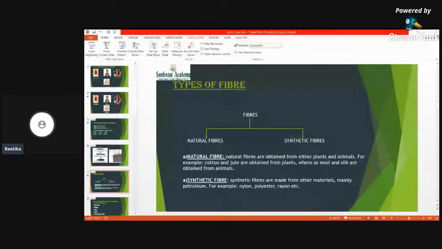So how many types of fibers are there? There are two types of fibers, natural fiber and synthetic fiber. Isn't it? Okay. So I'll show you what it is.